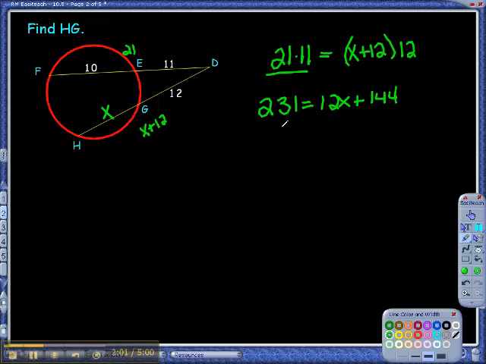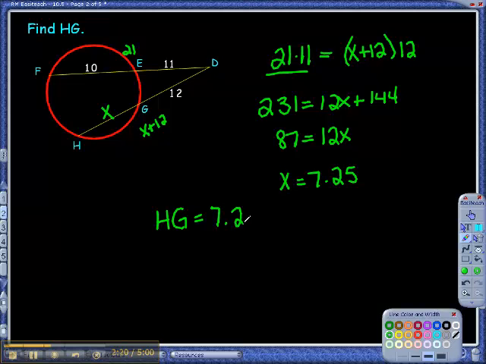So if we subtract our 144, we'd end up with an 87 is equal to the 12x. And as you divide both sides by 12, x would be 7.25. Here they asked us to find HG. I wouldn't want to leave it as just x equals. I would want to say HG is equal to our 7.25.